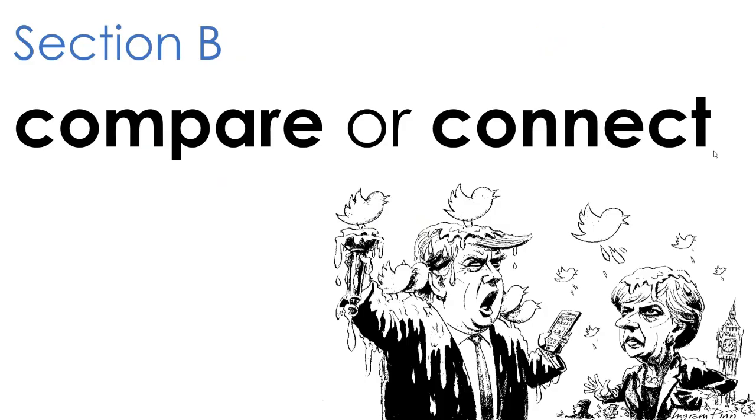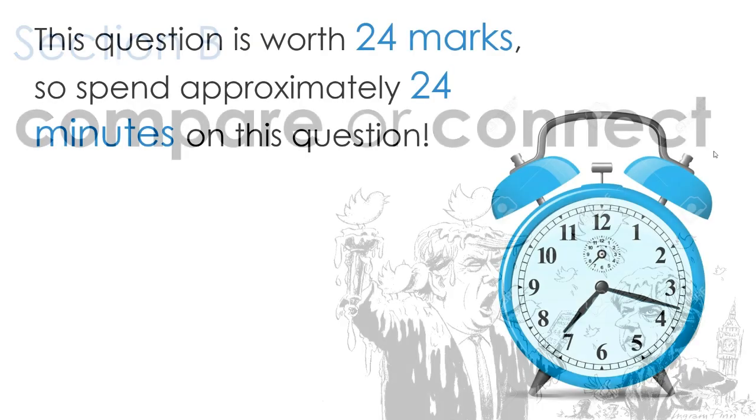Okay, so unlike Section A and unlike Section C, Section B actually has two possible question types. We call them compare or connect. So in other words, you are being asked to compare political issues or connect them in some way. We'll walk through this quite slowly.